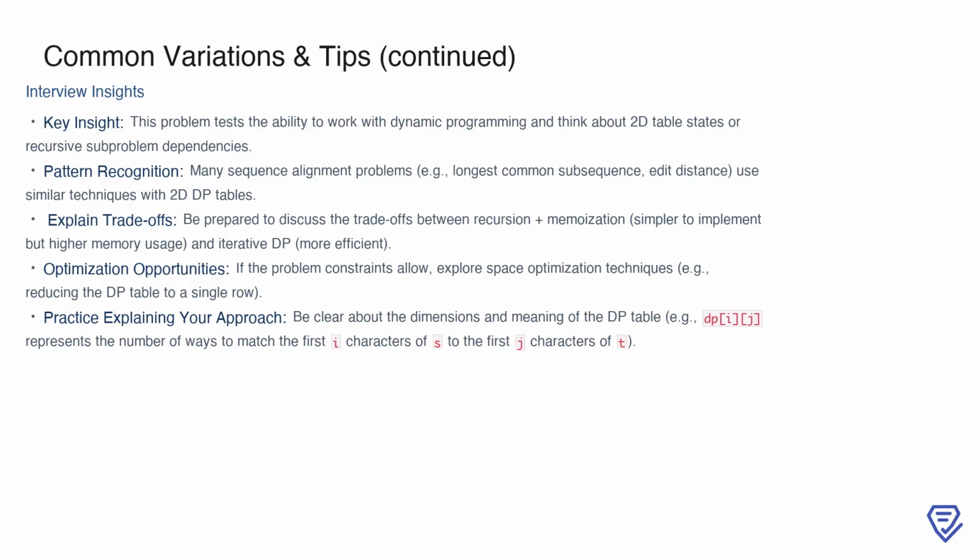Furthermore, if the constraints allow, you might explore space optimization techniques, such as reducing the DP table to a single row. Lastly, practicing how to clearly explain your approach is crucial. For example, you should be able to articulate what dp(i)(j) represents, namely, the number of ways to match the first i characters of S to the first j characters of T.